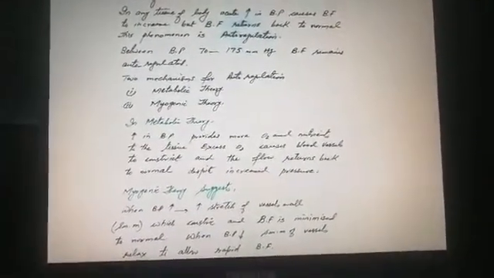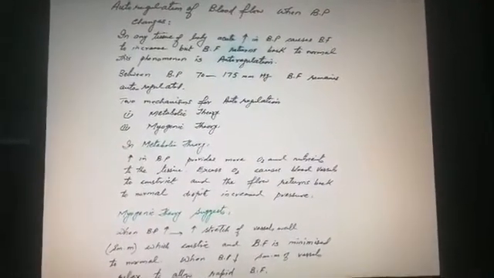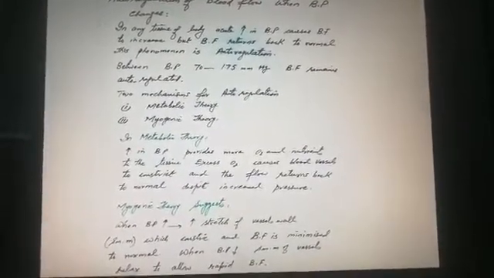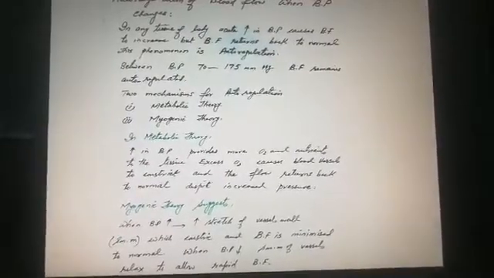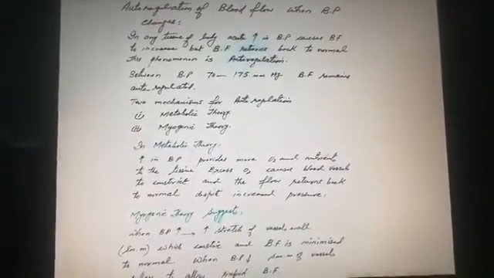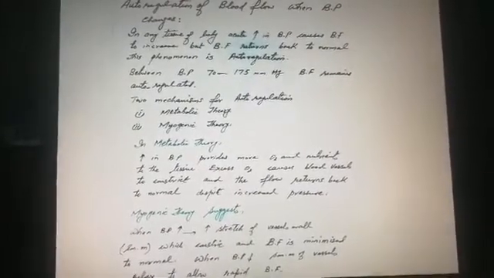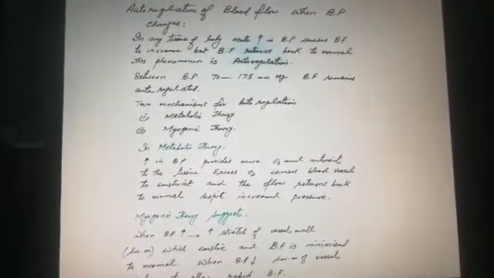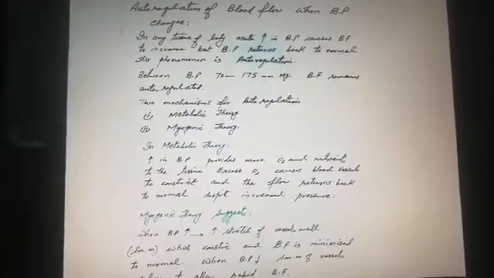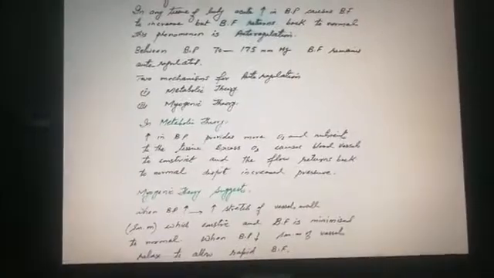One is metabolic theory. Increase in blood pressure provides more oxygen and nutrients to the tissue. Excess oxygen causes blood vessels to constrict, and the flow returns back to normal despite increased pressure. So when the pressure increases, there is more supply of oxygen and nutrients to the tissues, and as I have told you, when there is more oxygen, it causes vasoconstriction, and this vasoconstriction causes the flow to return back to normal despite increased pressure. So this is the metabolic theory.